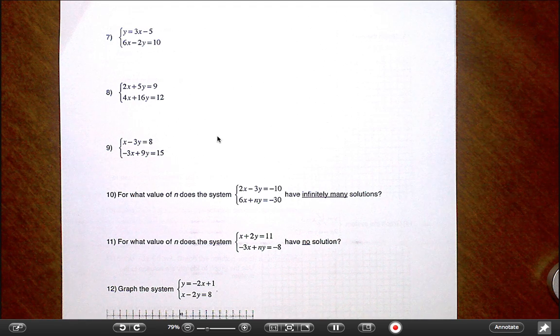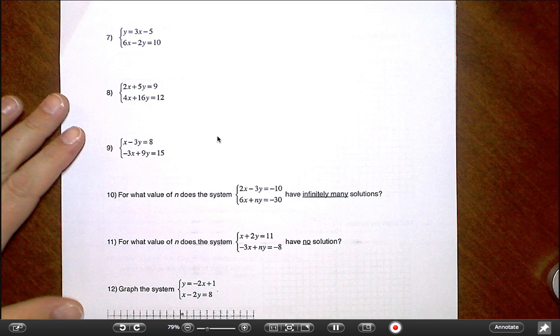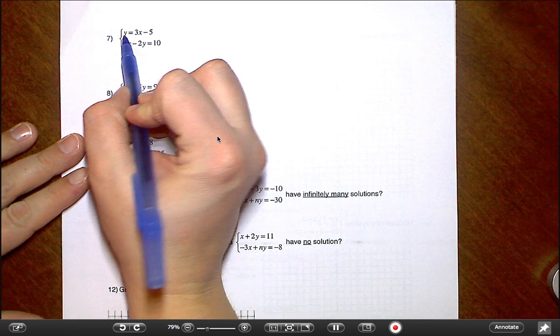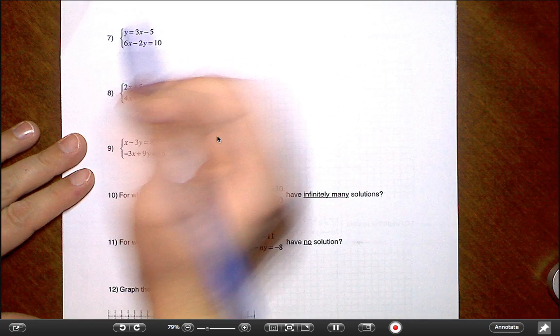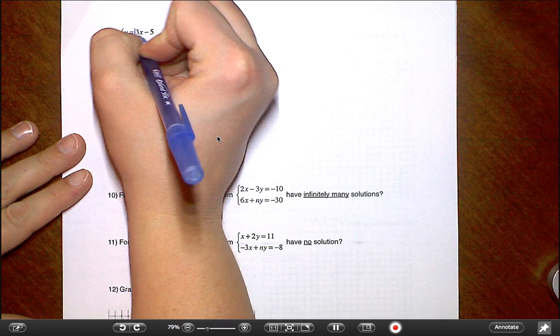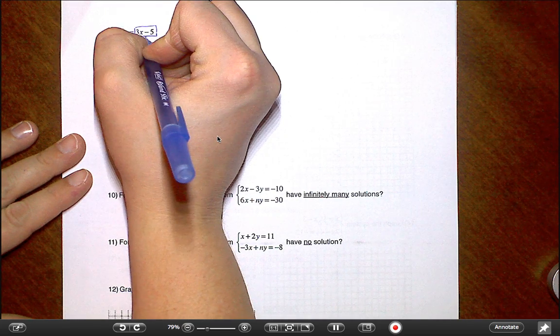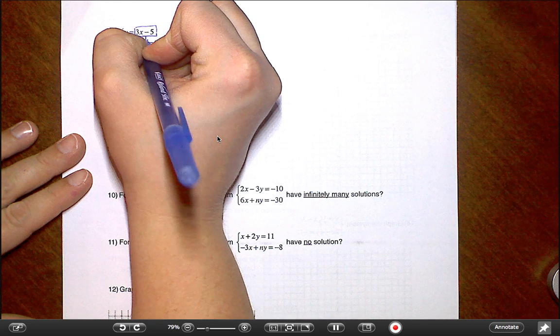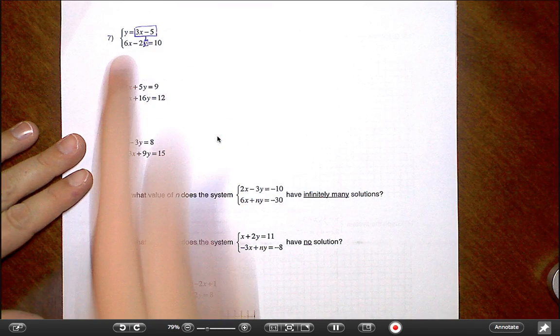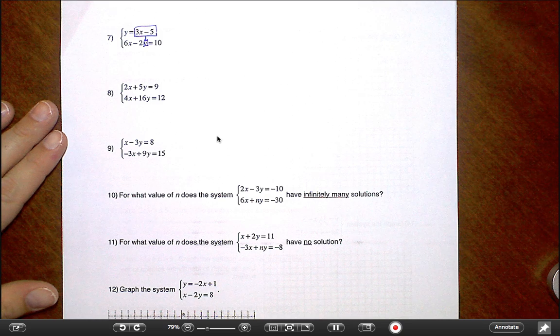So looking at number 7, this is another one that kind of jumps out at me as a substitution problem because I see that y is by itself over here. So it would be really easy to take what y is equal to and plug it in place of y down here. Now notice that this equation is not solved for y. It doesn't need to be.